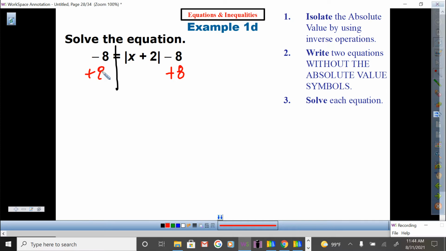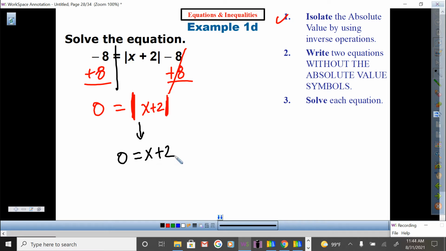Add 8, we're left with 0 equals absolute value of x plus 2. So we're done with step 1. Question. You're like, okay, we have 0, it's not a negative. Is 0 a negative? No. Is it a positive? No, 0 is just 0. So check this out. If we end up with 0, at this point we just do 0 equals x plus 2. Why only one equation? Because there's only one 0. There is no positive, no negative. So we're done with step 2.